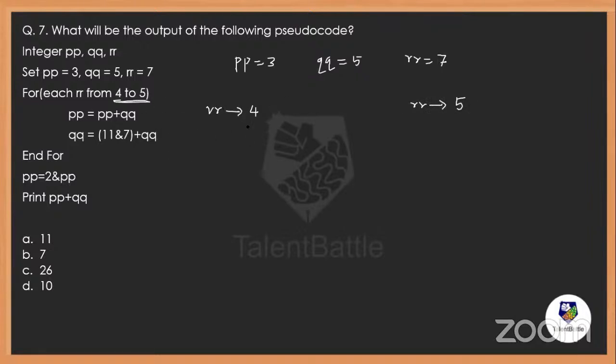When calculating for 2 iterations, pp equals the current value of pp, that is 3, plus the current value of qq, that is 5. This will give me 8, so the value of pp will be 8. And qq we have to calculate again. qq equals 11 and 7. Again the truth table, bitwise AND, comes.